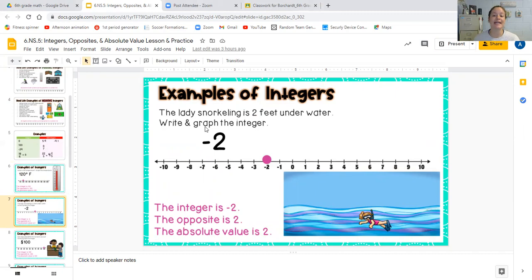Now let's look at this one. The lady snorkeling is 2 feet under the water. If we're saying under, what kind of number are we going to have? It's going to be negative. Remember, when we're talking about water, sea level represents 0. So if we're going under the sea, we are going to those negative numbers.